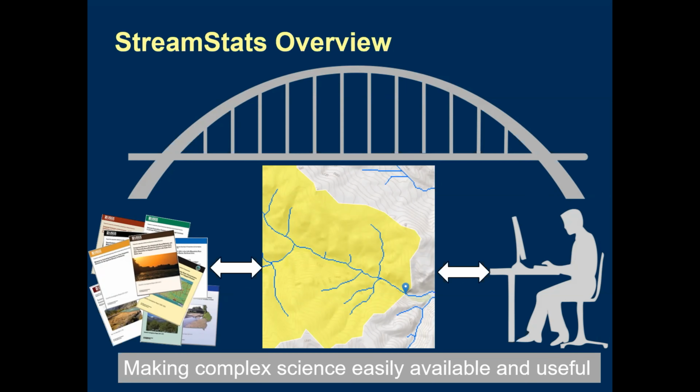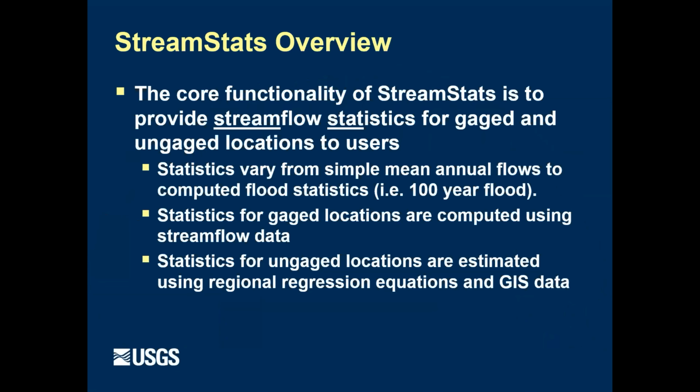Stream Stats is an online application using GIS data and regression equations to estimate streamflow statistics for gauged and ungauged locations. Essentially, it's the bridge that takes the USGS science and reports and makes it user-friendly for users to be able to get and retrieve streamflow information at gauged and ungauged locations. So when we talk about Stream Stats and the core functionality, it's really getting at the statistics, whether you need it for flood examples and you're doing bridge designs or you're doing floodplain work, you're building a culvert, you need those statistics to know how big to size those things.